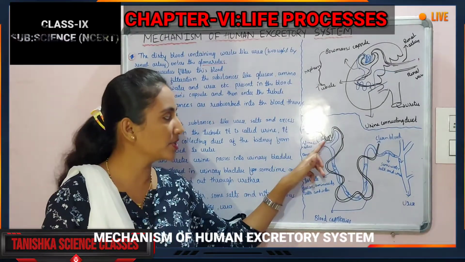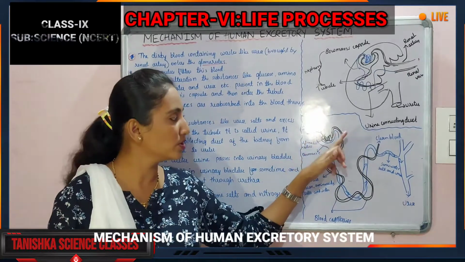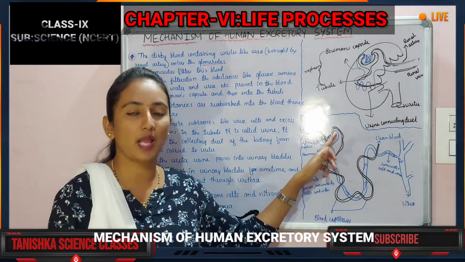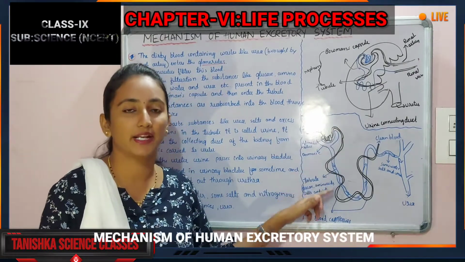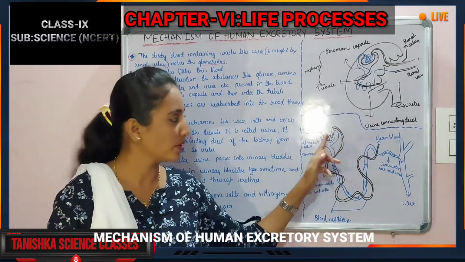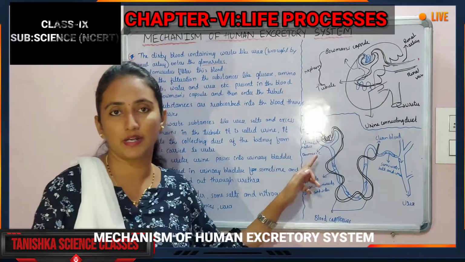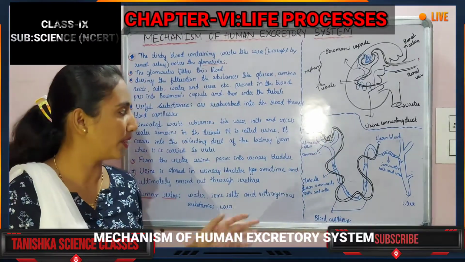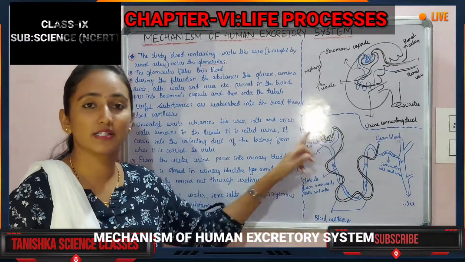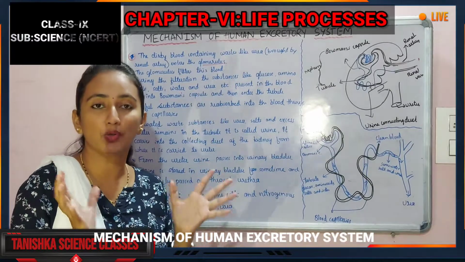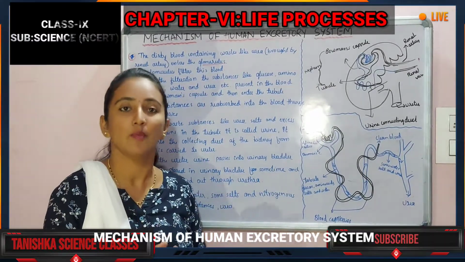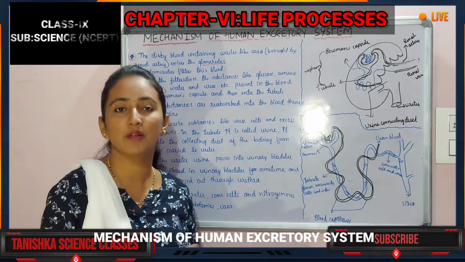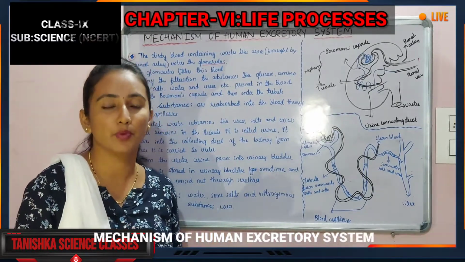So after the filtration, what happens? It will go through the capillary again, and it is connected to the renal vein. So it carries clean blood to all other parts of the body. So it is a glomerulus. It is a group of capillaries. Capillaries help to filter the blood here. Those are very small tubes. In that, blood will be purified.